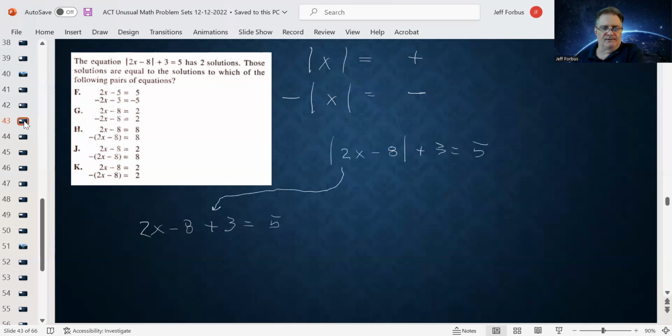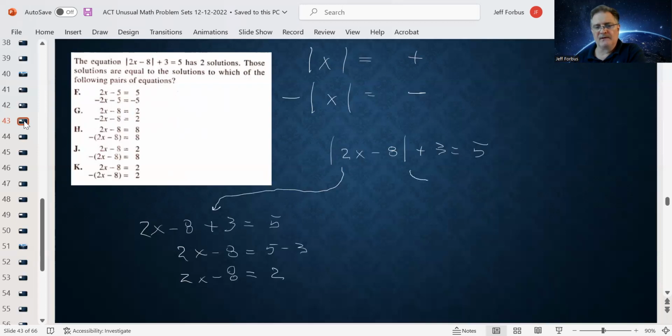Look at your answer choices. F has 2x minus 5 is equal to 5. G has 2x minus 8 is equal to 2. Well, where does the 2 come from? Right here, we can move the 3. We can subtract the 3 from both sides, and we get 2x minus 8 is equal to 5 minus 3, which is 2. So 2x minus 8 is equal to 2. So there's one of our equations.